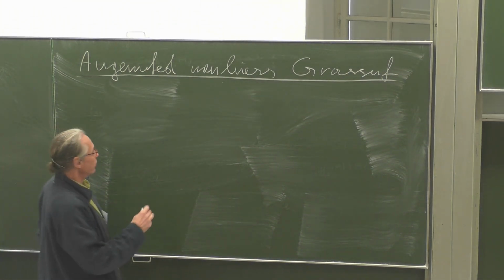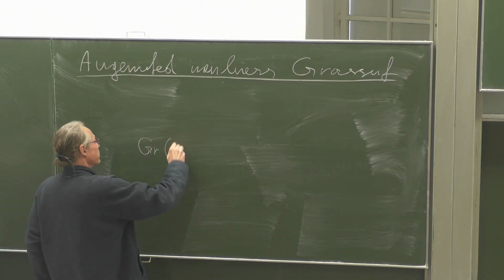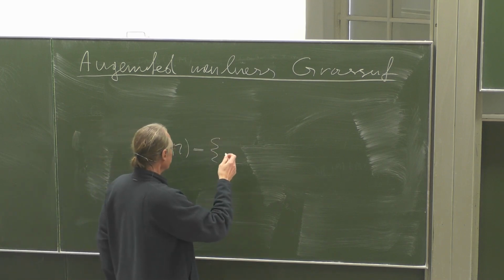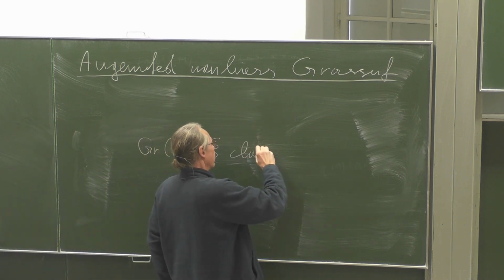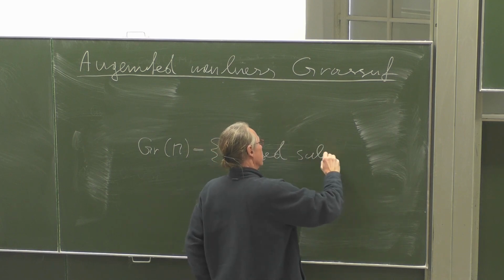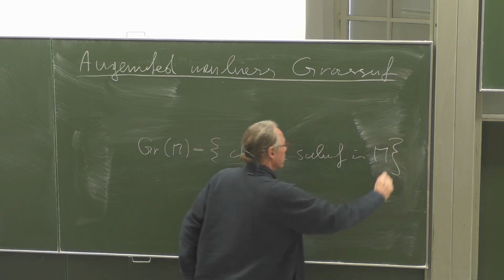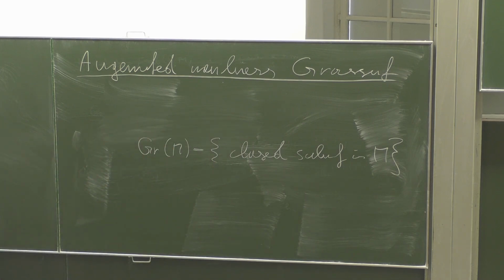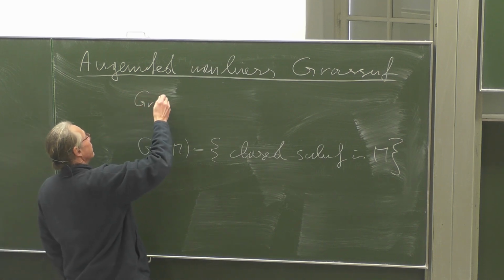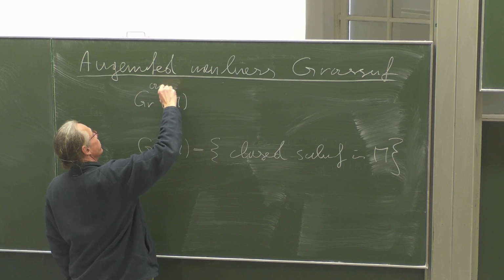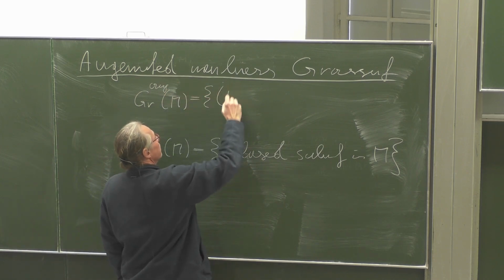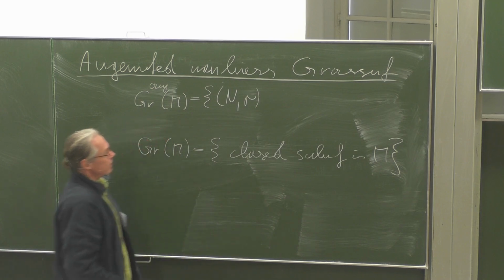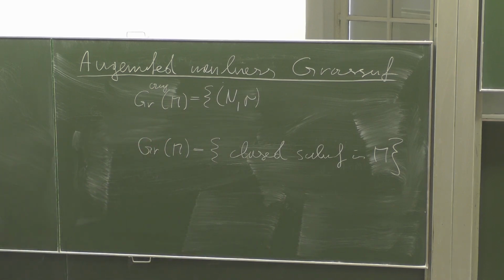The nonlinear Grassmannian, Cornelia mentioned that before. This is a space of all closed submanifolds in a finite dimensional manifold M. And an augmented nonlinear Grassmannian is just a space of closed submanifolds in M that are equipped with further data. So an augmented nonlinear Grassmannian is going to be a space of pairs (N, gamma). Gamma is the additional data on the submanifold N.